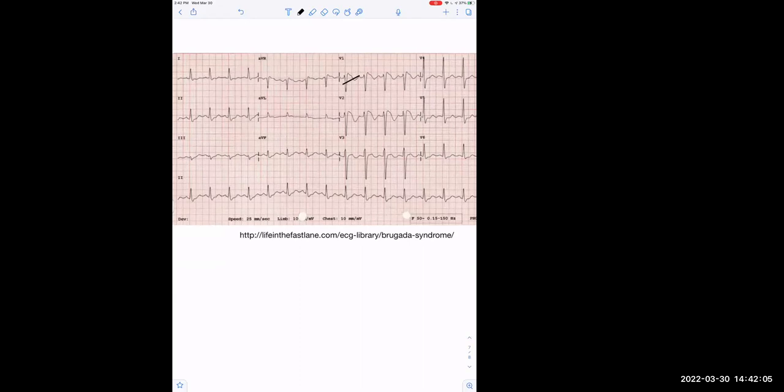If we look at V1, we can also look at lead two, but V1 really shows this phenomenon, what's called a saddleback sign. That is just the configuration or morphology of the ST segment, which looks like a saddle. See, we see it there. And then the last part of the criteria for type 2 is an upright or biphasic T wave. If we look here, we see an upright T or maybe even a biphasic T wave. So that is a know-it-all topic. You probably won't see that again on an exam, but just so you know that it is out there.